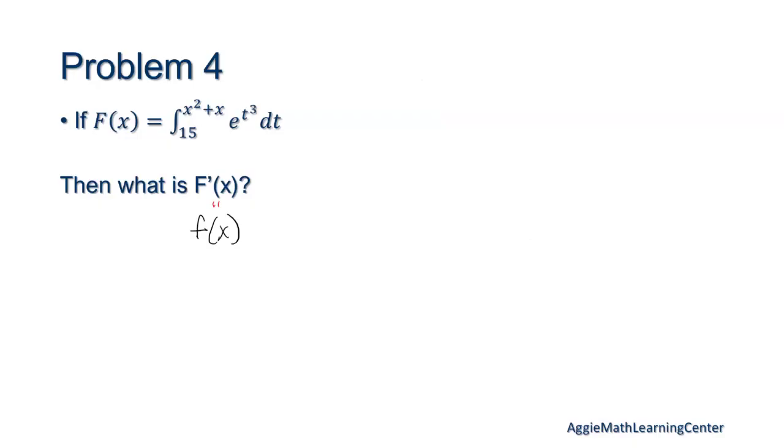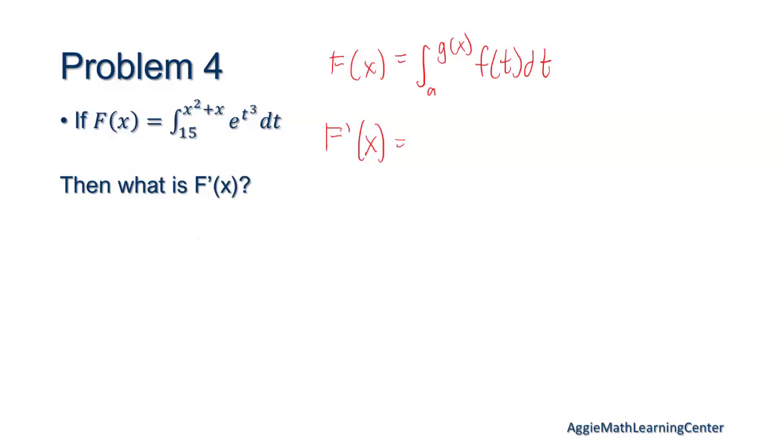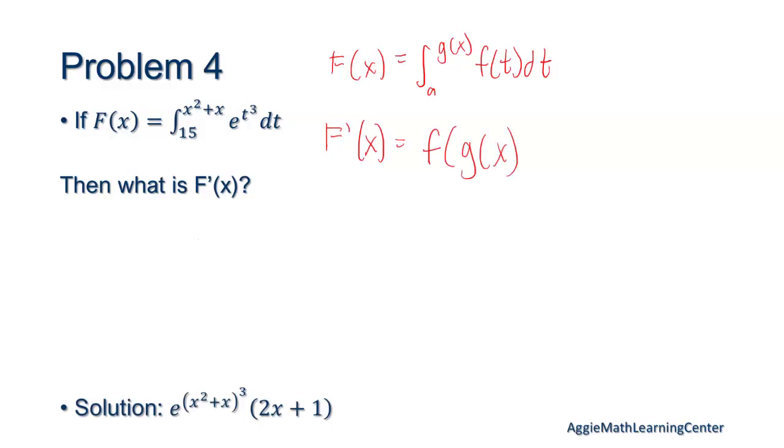Okay, so these two are equivalent. In the slide we just looked at, we have the definition that big F of x is the integral from a to g of x of little f of t dt, then F prime of x, with some complications, is f of g of x times g prime of x. So these are the definitions we had on the slide before.